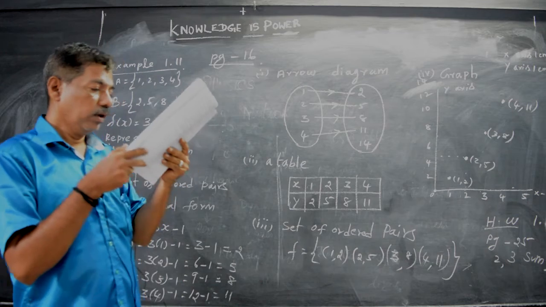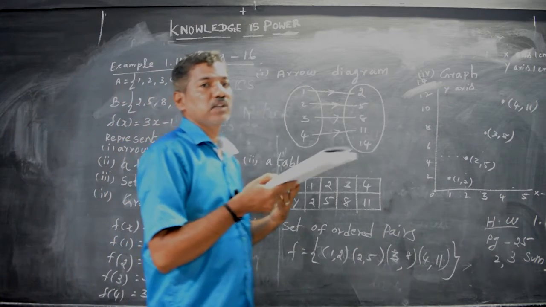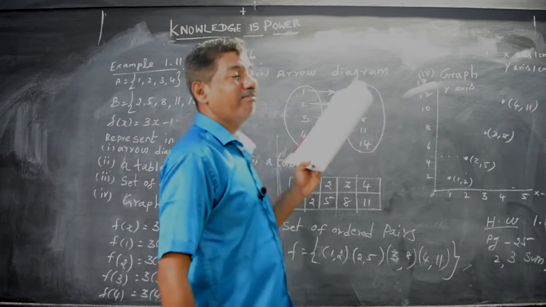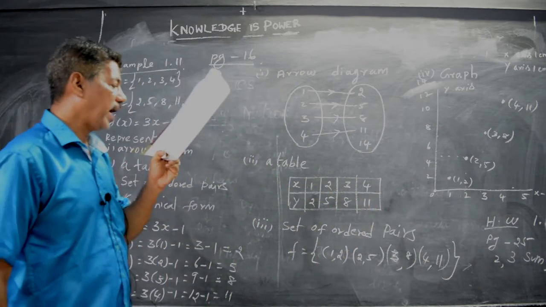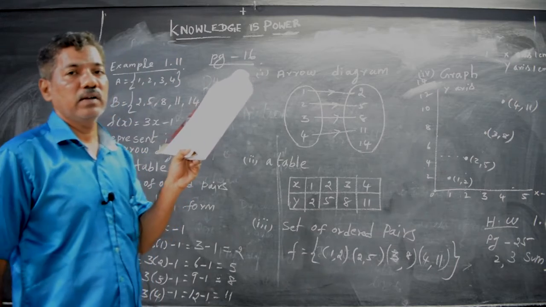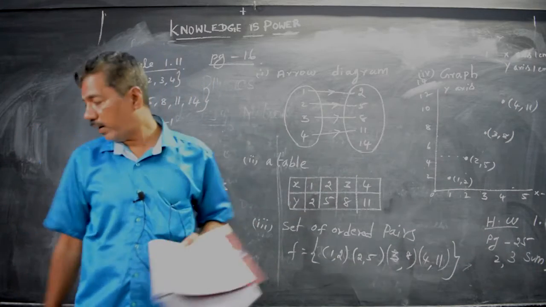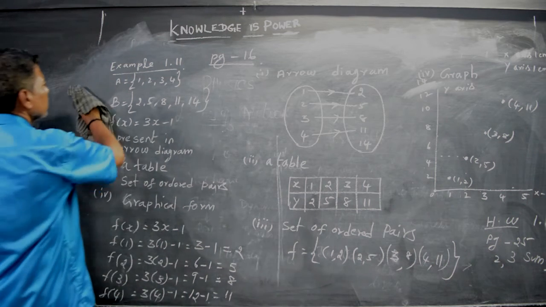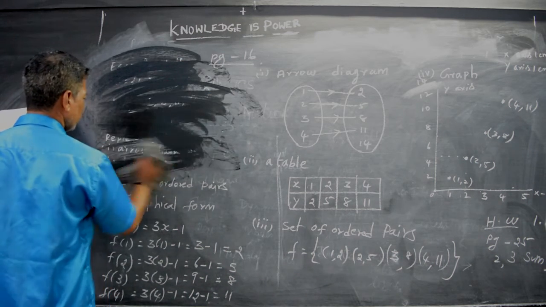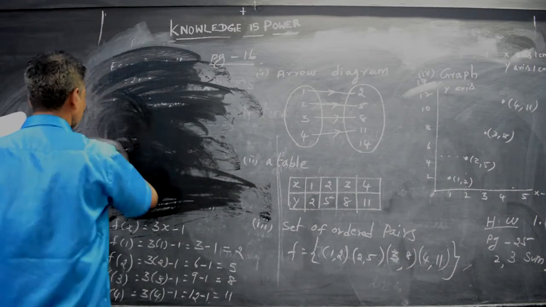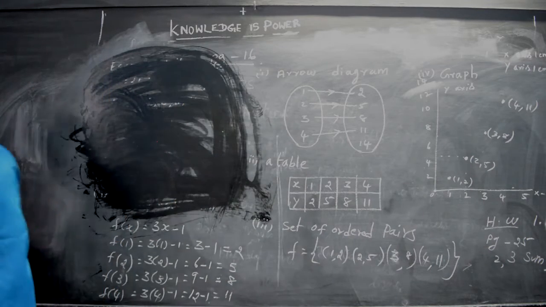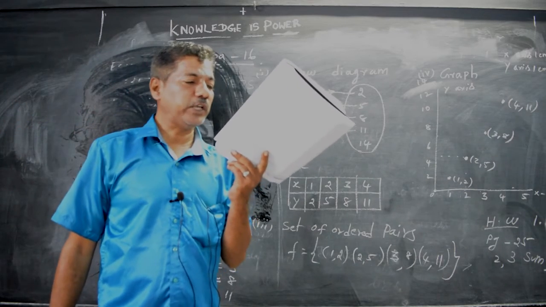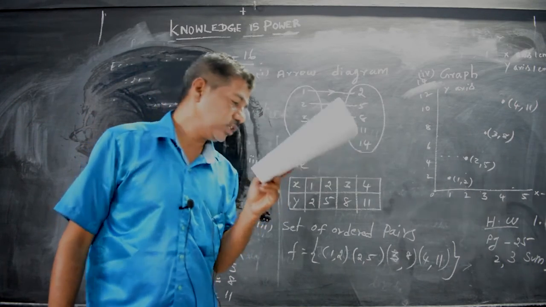Now we move on to exercise 1.4, first sum. So take out the textbook. See, this is related to the vertical line test. First sum: determine whether the given graphs represent a function. Give the reason for your answer concerning each graph. I have just informed you about it now.